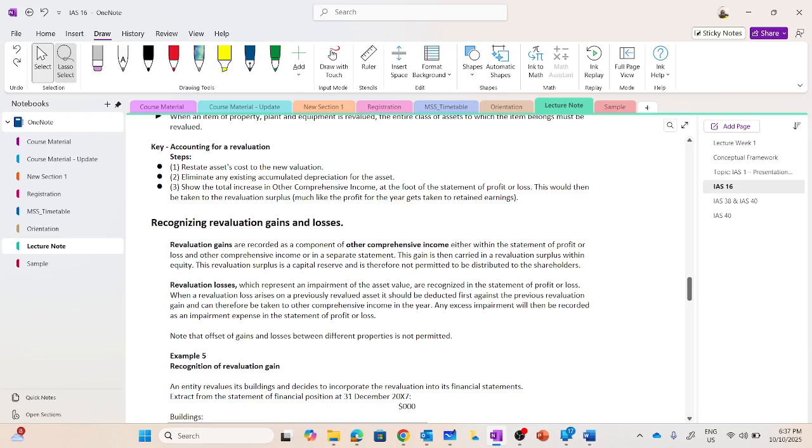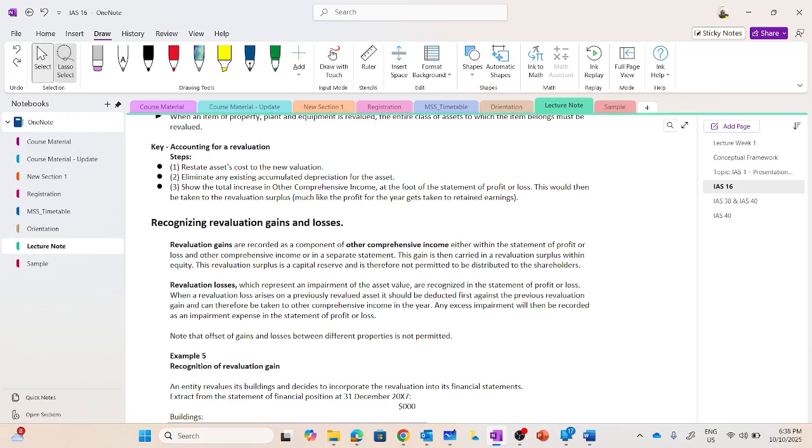Now, step 1, we need to restate the asset cost to the new valuation. In other words, when we are going to revalue the asset, we need to determine the carrying value of the asset before the date of revaluation. For example, if we are going to revalue the asset as at December 2025, we need to know the carrying amount on that day before the revaluation. So we are going to start the process from that day before the revaluation going forward.